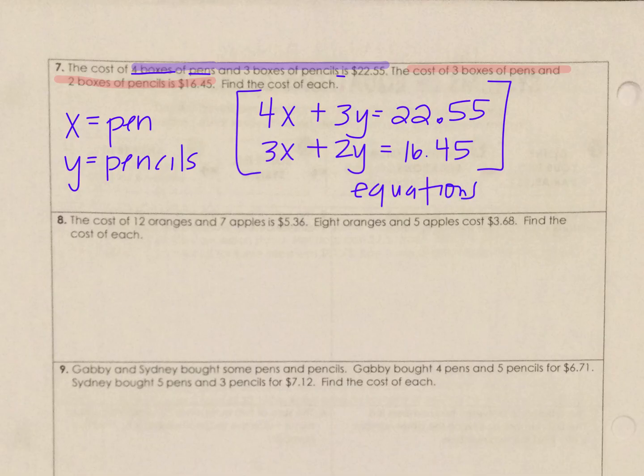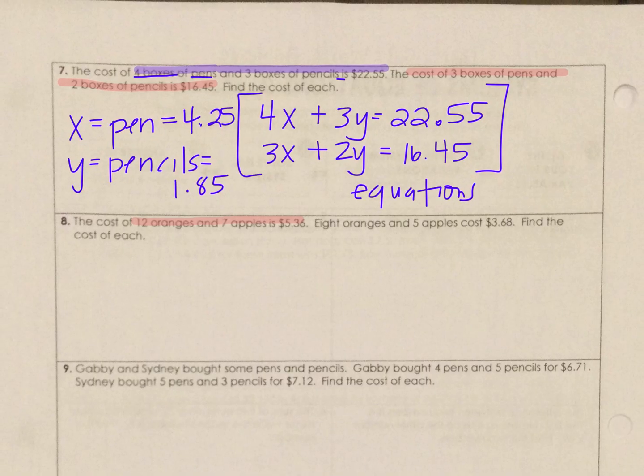And when you get that, it tells me that the X, which is my pens, equals $4.25. And my pencils, which is my Y, equals $1.85.